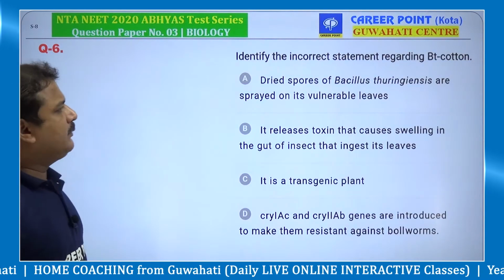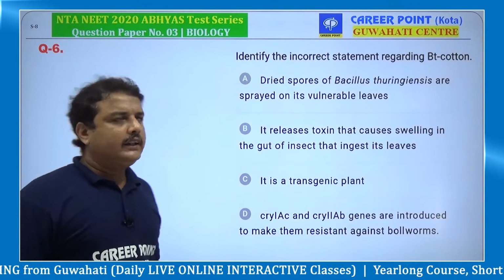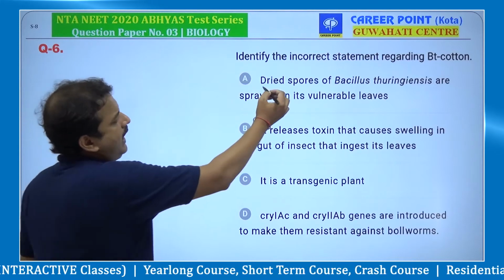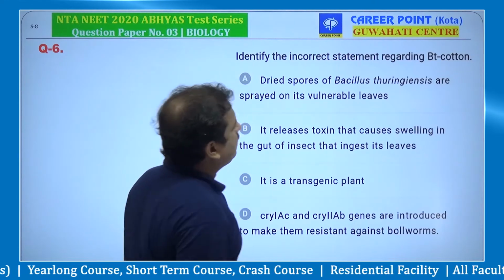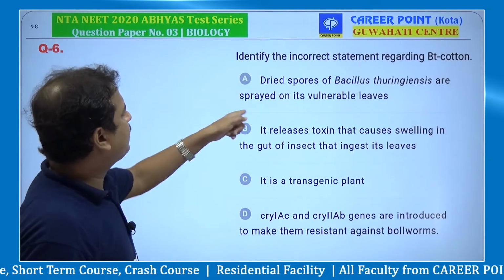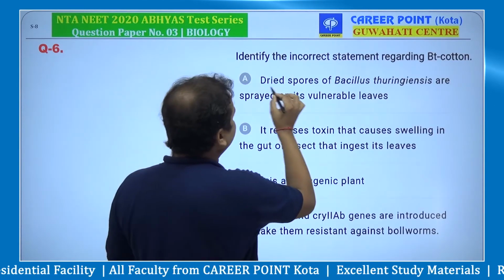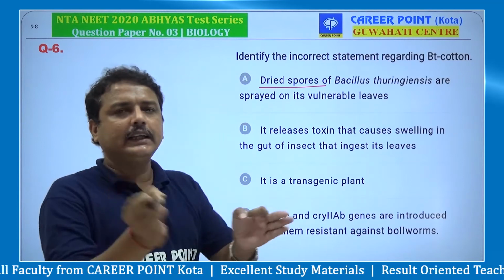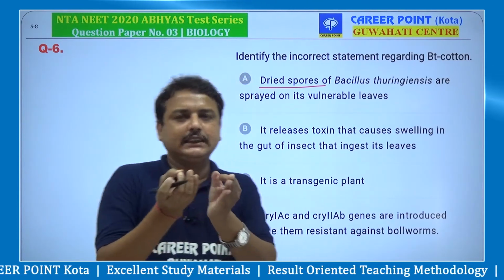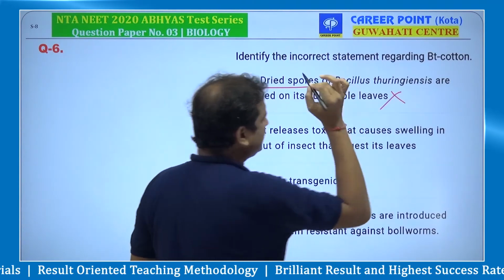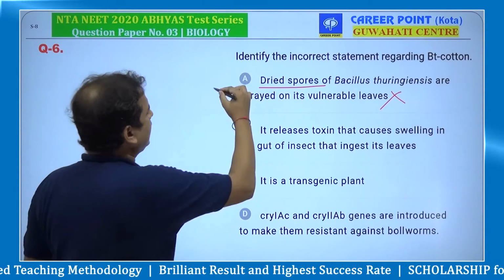Identify the correct statement regarding Bt cotton. Number 1, dried spores of Bacillus thuringiensis are sprayed on its vulnerable leaves. No, it is not dried spores. It is genetically done. The gene of Bacillus thuringiensis is cut and ligated. So that is not correct. It is the incorrect statement. So here the answer is A.